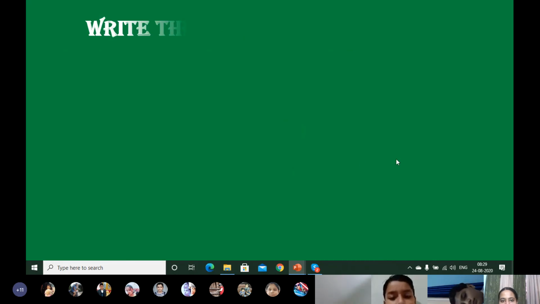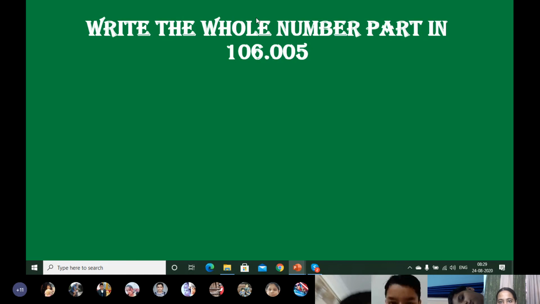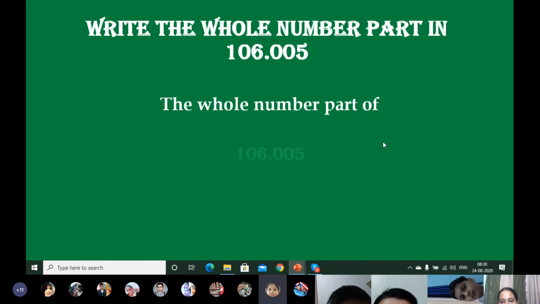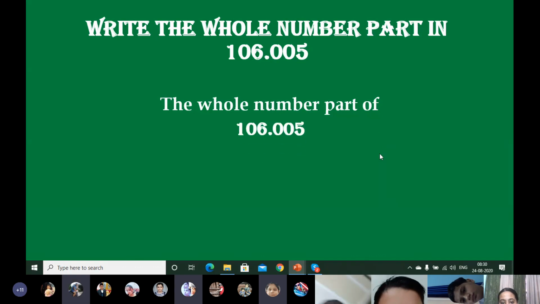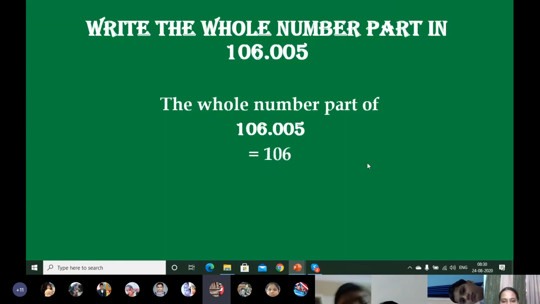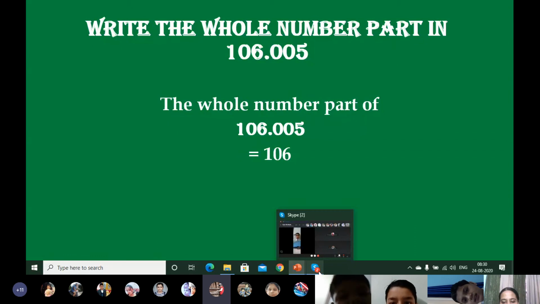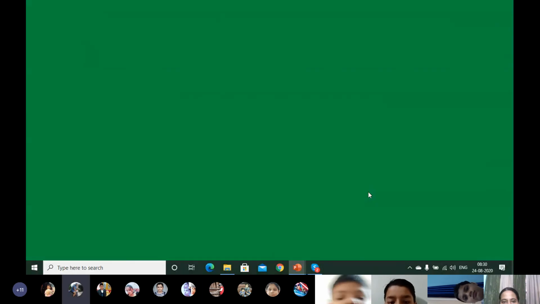Okay. Now let's see another type. You have to write the whole number part of 106.005. Whole number part means decimal se pehle. So, what's the whole number part? 106. Yeah, you know. See? It's easy or not? Yes, ma'am, it is easy.